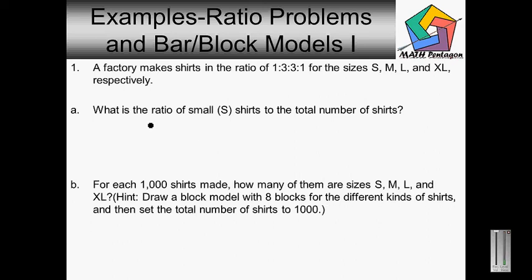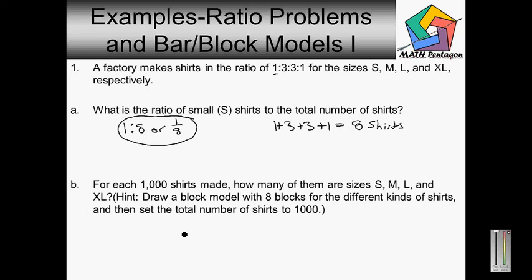So what you basically do is find the total number of shirts. You add 1 plus 3 plus 3 plus 1. We add them up and we have a total of 8 shirts. And how many small shirts do we have? We have 1. So the ratio would be 1 to 8 or 1 over 8. This would be our final answer for this.